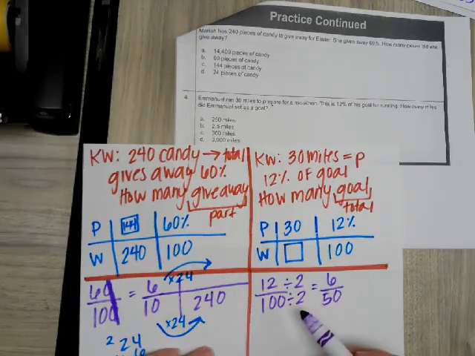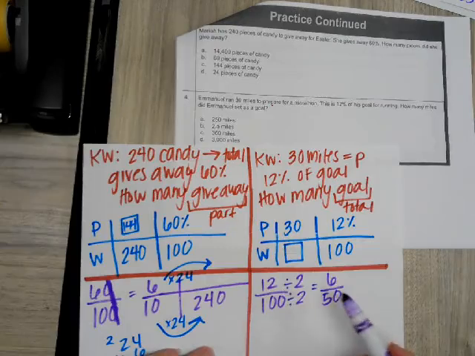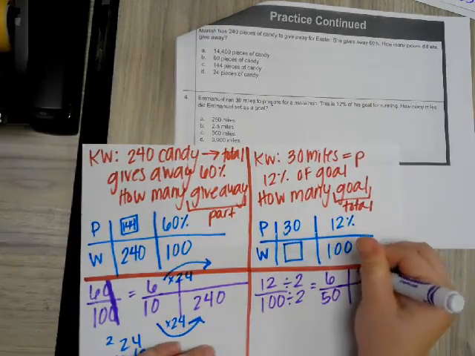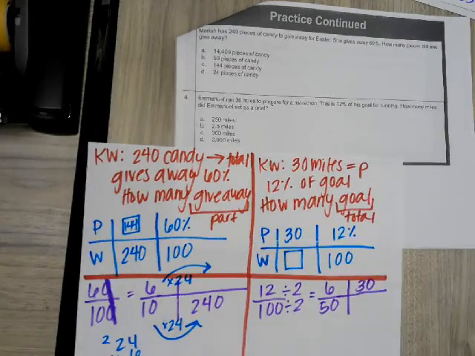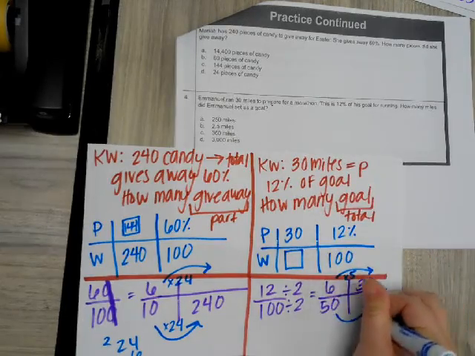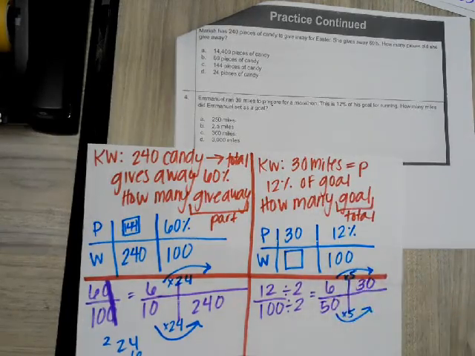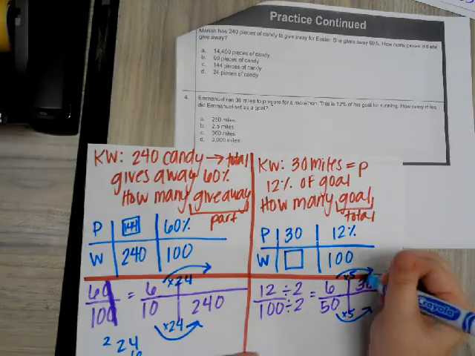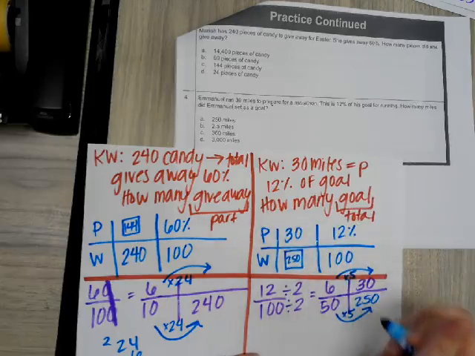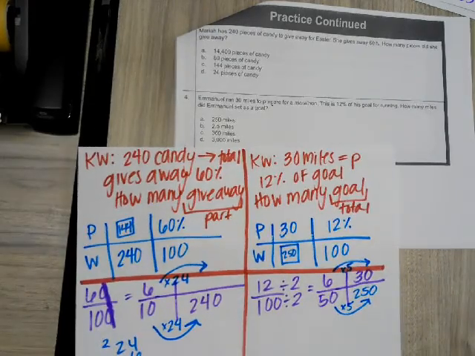So now, can I get from 6 to 30? Yes, I can. I can multiply it by 5. So 50 times 5 gets me 250. Dang, Emmanuel, you want to run 250 miles. That is crazy. Okay, now it's time for our exit ticket.